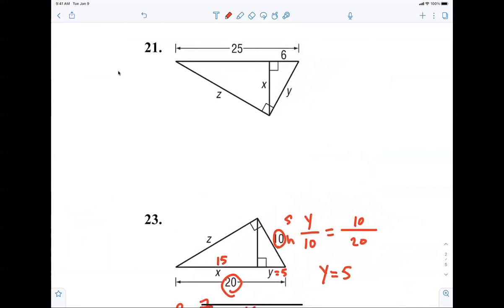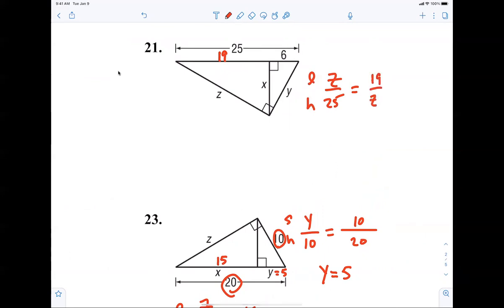So where do you want to start? Well, the first thing I would do now, so I don't make this mistake, and this is probably what threw you off, is this is 19. Right? So what proportion did you use? I get Z over 25 equals 19 over Z. Z over 25. So Z is the long leg to hypotenuse. Equals what? 19 over Z.